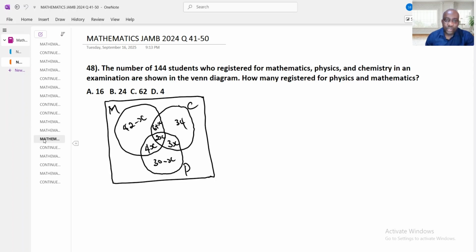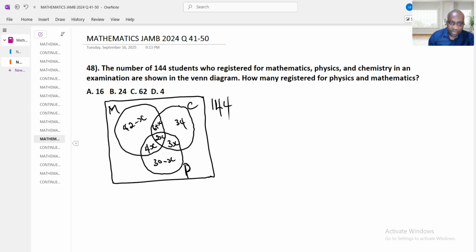The 144 students who registered for mathematics, physics, and chemistry in an examination are shown in the Venn diagram. How many registered for physics and chemistry? The total number of students in that school is 144, isn't it? Now the question is asking for the people that registered for physics and chemistry. Where is the physics? This P represents physics.